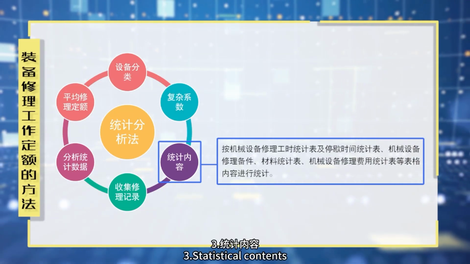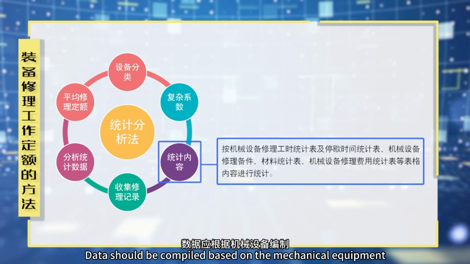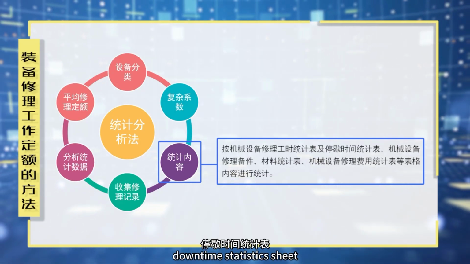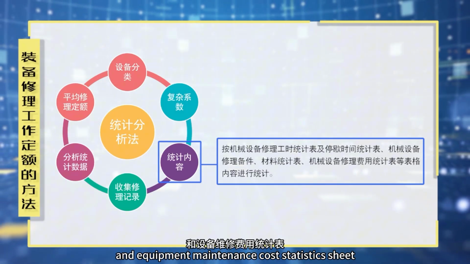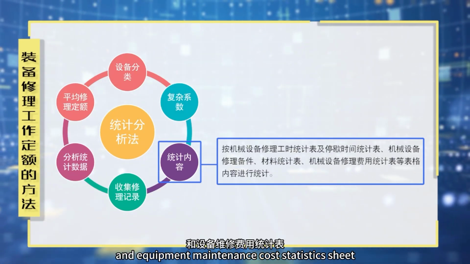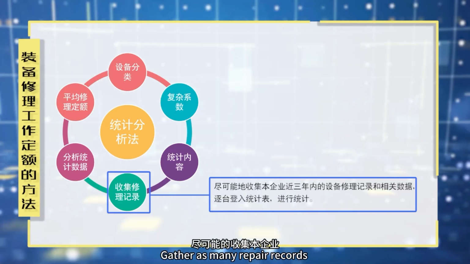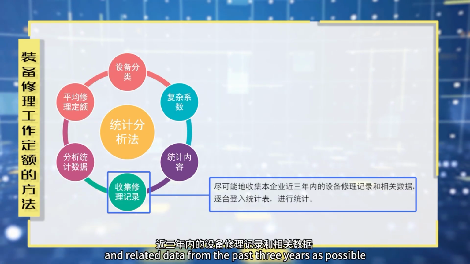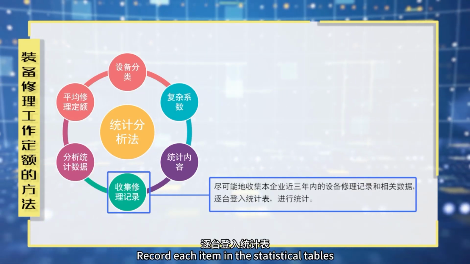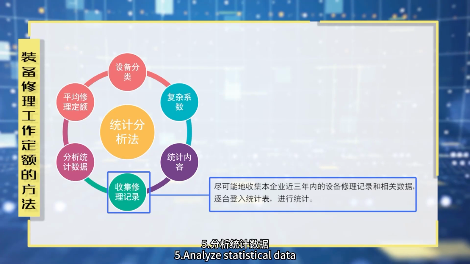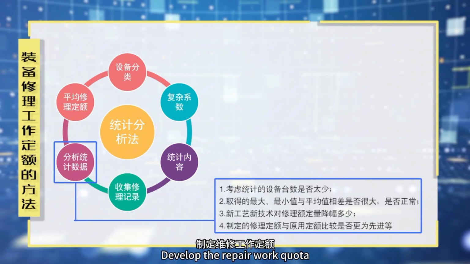Third, statistical contents. Data should be compiled based on the mechanical equipment repair man-hours statistics sheet, downtime statistics sheet, spare parts and materials statistics sheet, and equipment maintenance cost statistics sheet. Fourth, collect repair records for analysis. Gather as many repair records and related data from the past 3 years as possible. Record each item in the statistical tables. Fifth, analyze statistical data. Develop the repair work quota.